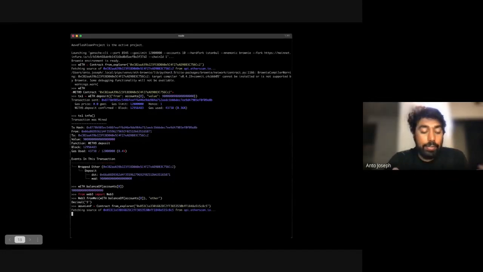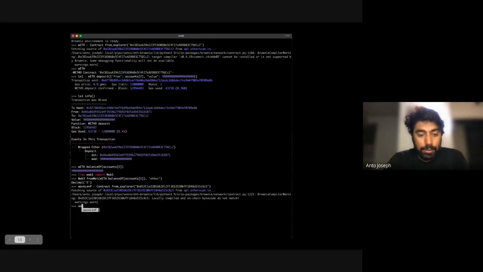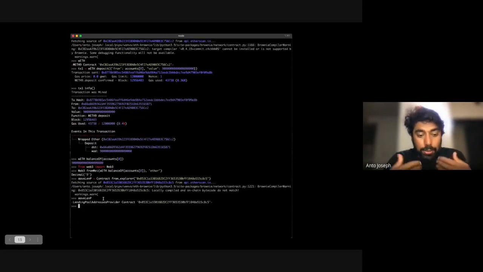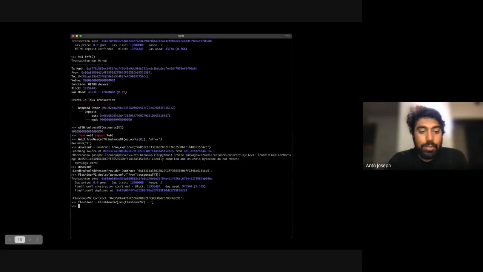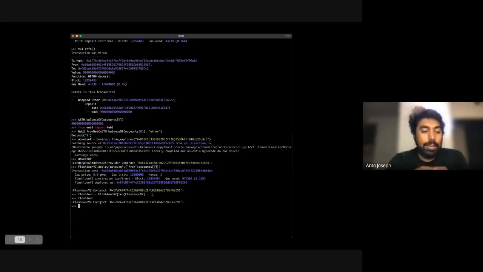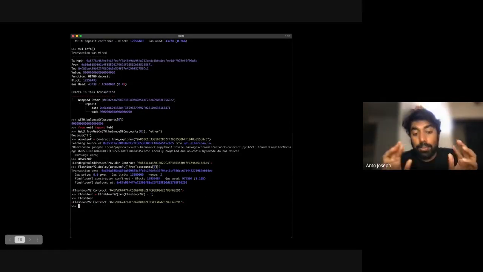You again get a reference to the Aave lending pool. And you can use this lending pool to do your flash loan as well. We earlier used this to get a regular over-collateralized loan, but now we are going to deploy the flash loan contract to the mainnet fork, and we'll grab a reference to that flash loan contract so we can interact with it later on. As you can see, we have a reference to the flash loan now. Flash loan contract deployed on the mainnet fork.